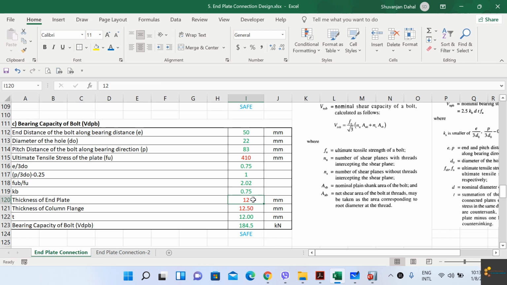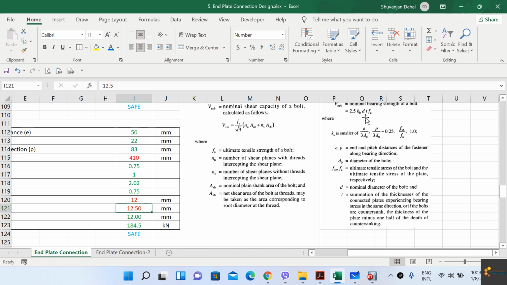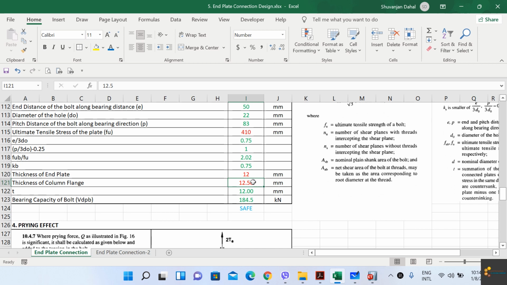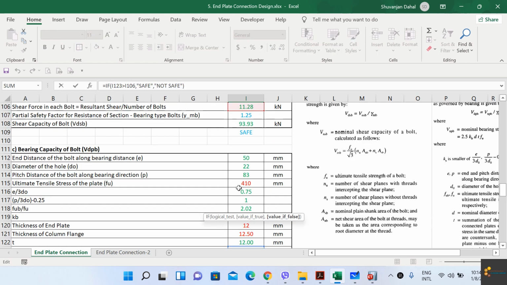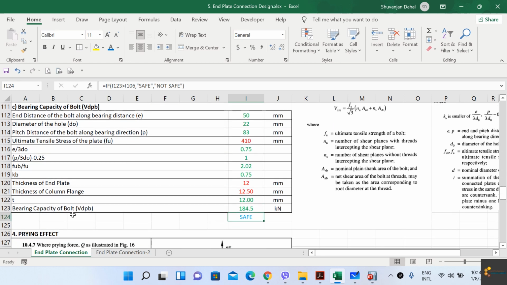The thickness of end plate, let us suppose now, is 12 mm, and the thickness of column flange for the ISMC 250 section we get is 12.50 mm. So the value of this t here in 2.5 kb d t fu is taken as the minimum of these two values, either 12 or 12.50. The smaller value is 12, so t value we take as 12, and then finally calculate the bearing capacity of bolt. That means 2.5 into kb that we have calculated here, into d, the diameter of bolt, which is 20 mm, into t, which is 12 mm, and then fu value, which is 410 MPa. We get this bearing capacity to be 184.5 kN. Now, since this bearing capacity is greater than the shear force, very much greater, we can say that our bolts are again safe in bearing capacity.